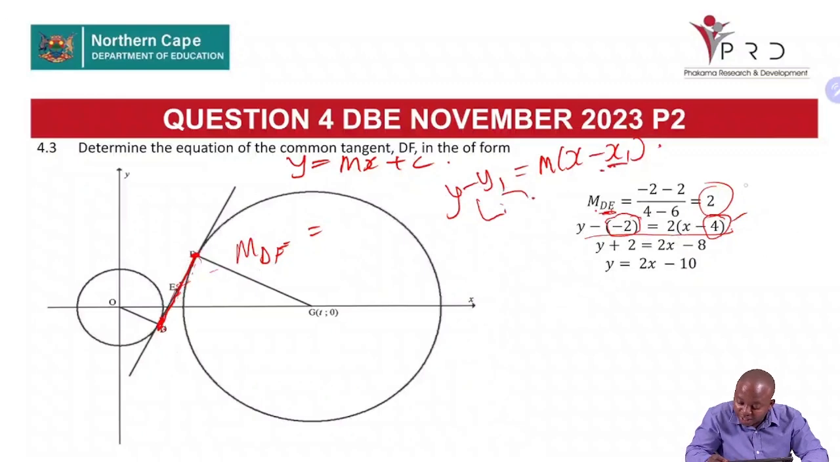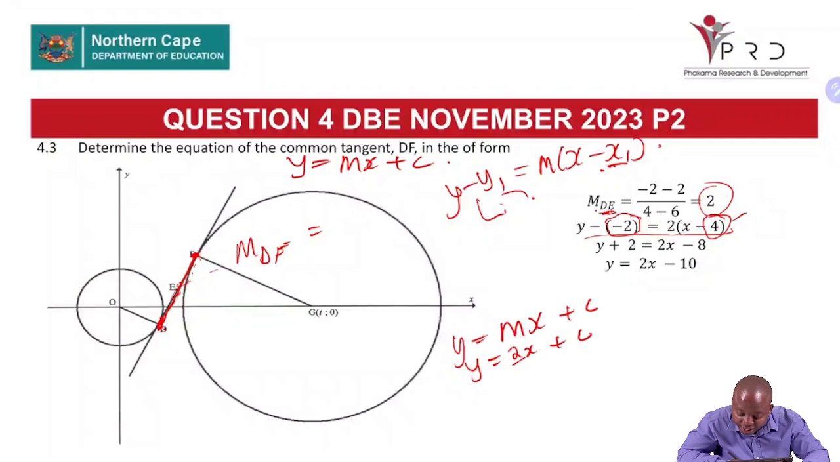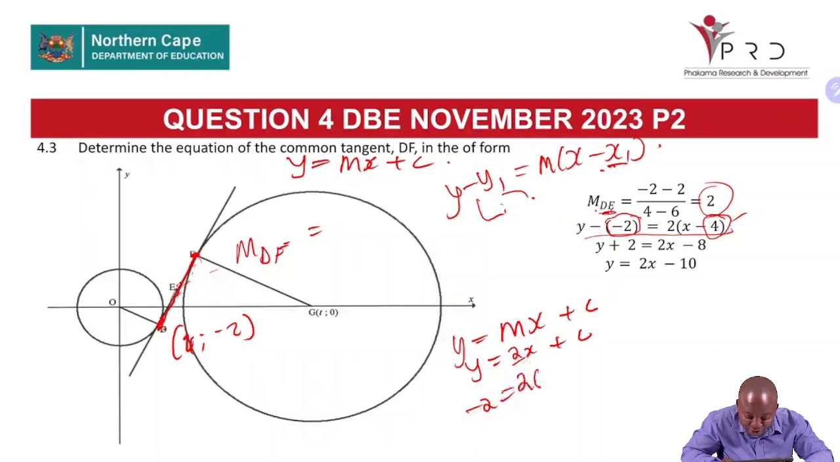Or you could have just said y equals mx plus c. So y equals 2x plus c, where 2 is our gradient in this case. Now, substituting any point, you can substitute D again. When you substitute point D, remember it was (4, -2). Then the y value is -2, equal to 2 times the x value, plus c.